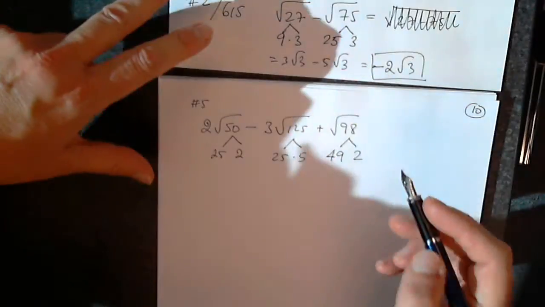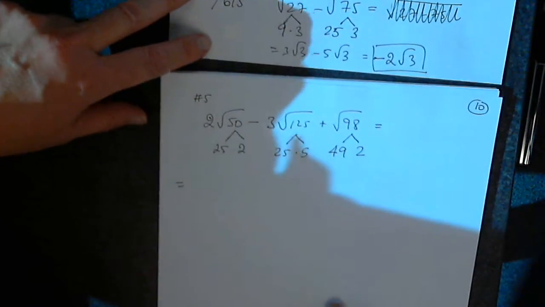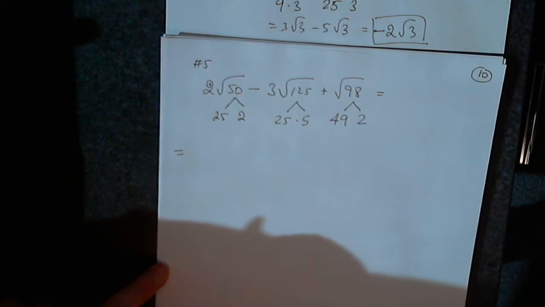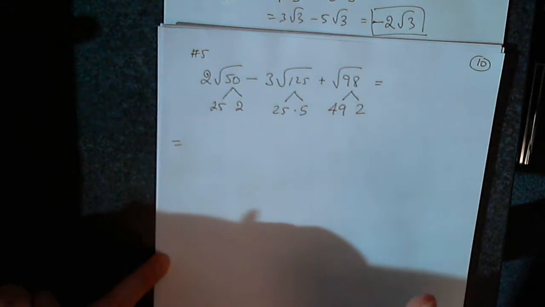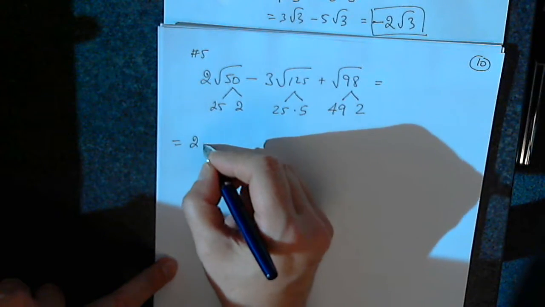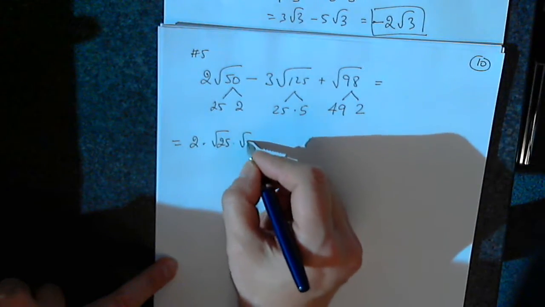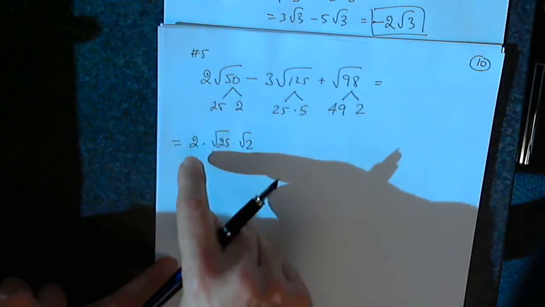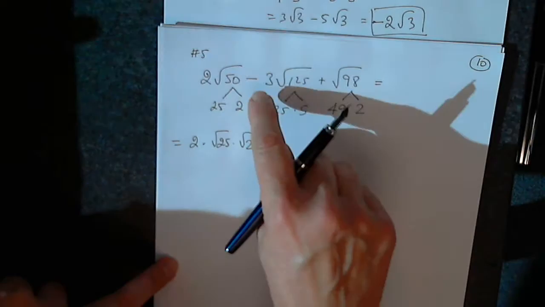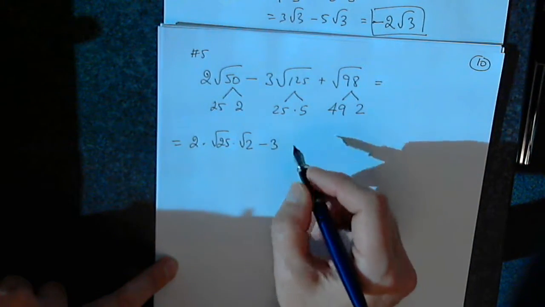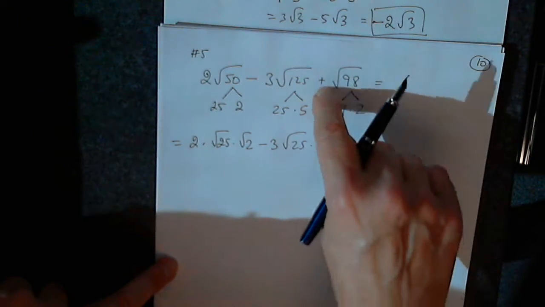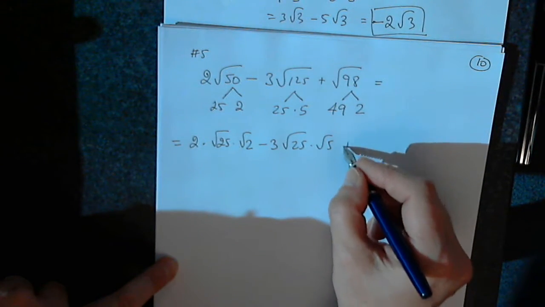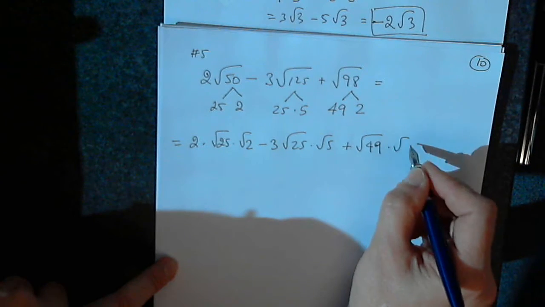Good. So now be very careful if you'd like to see this, and let's do this part together. For everyone to see, allow me to write it one more time. You don't have to write this. But I will write 2 times the square root of 25 times the square root of 2. Now I'm here, minus the square root of 25 times the square root of 5. I reach the plus now. Plus the square root of 49 times the square root of 2.